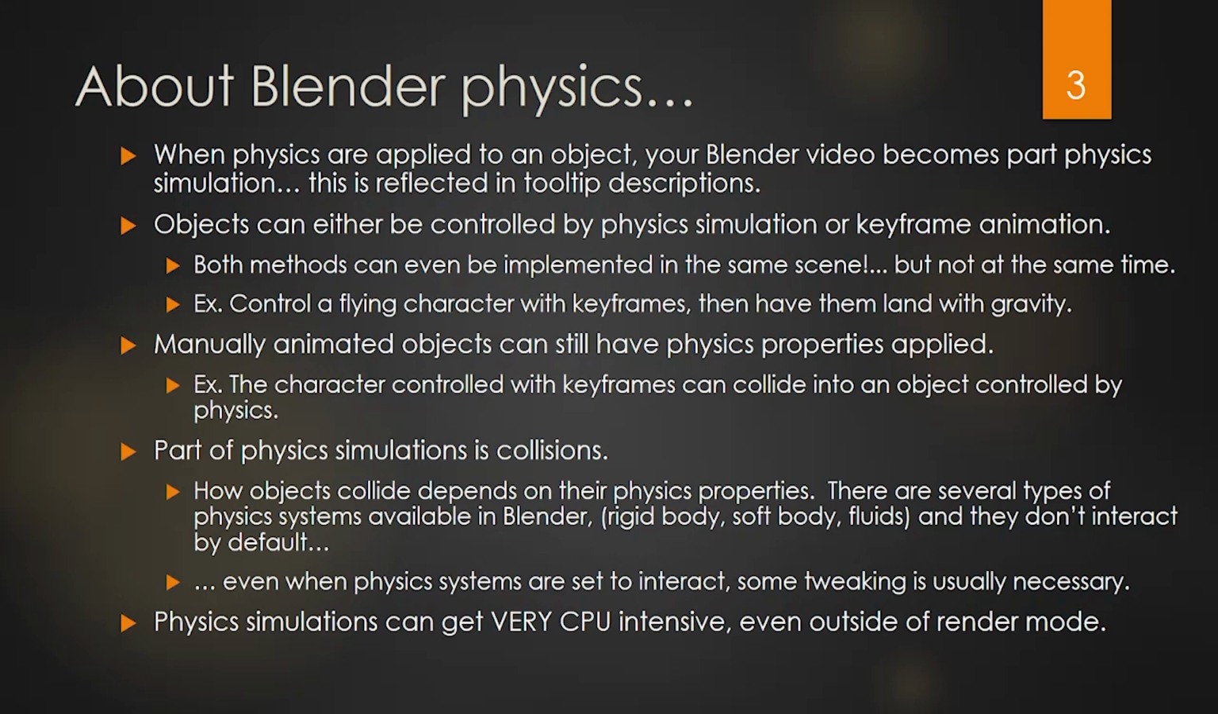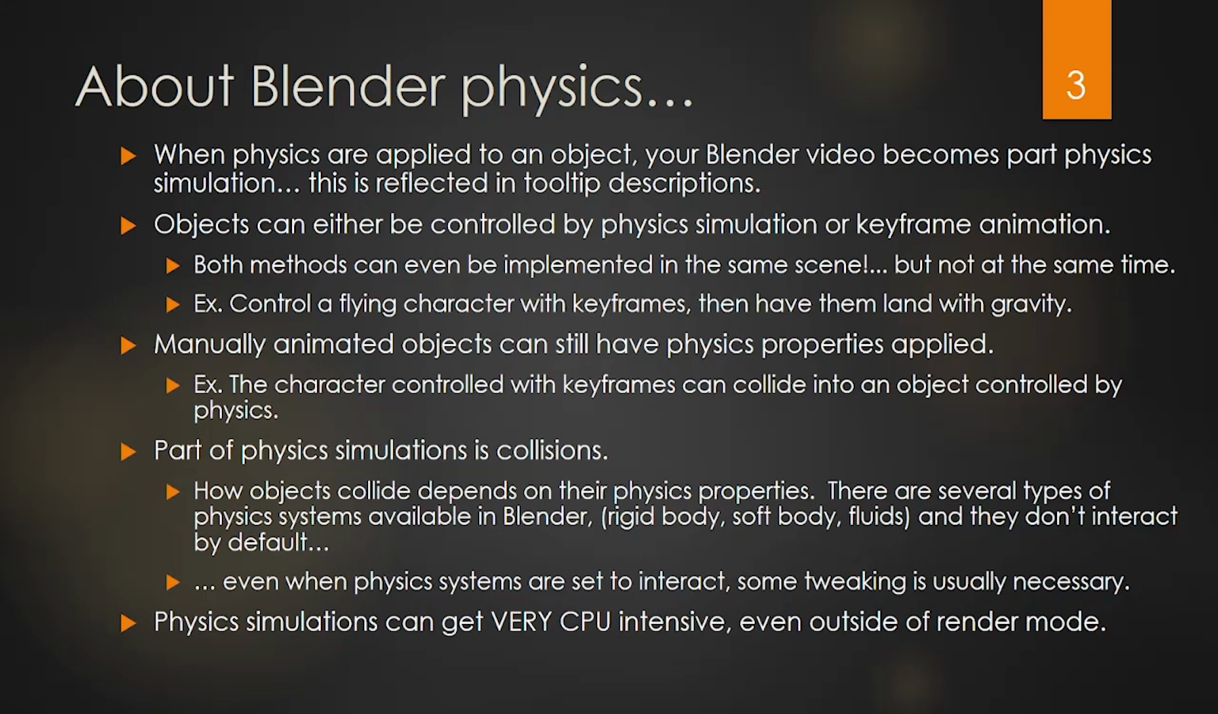Part of physics simulations is collisions. How objects collide depends on their physics properties. There are a bunch of different types of physics systems available in Blender. A couple we'll look at today are rigid body, soft body, and fluids, and they don't interact by default. In fact, even when you do get these systems to interact, you usually have to do a little extra tweaking in order to get things to work properly. We might take a quick look at an example of this, but otherwise I'm not going to dig too deep into the weeds on this one.